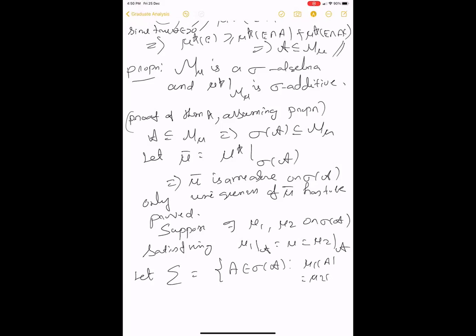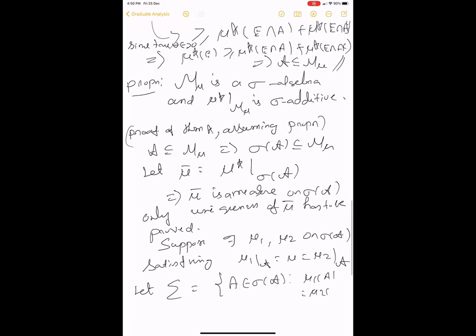Sir, by the way, have you proved the proposition that M of mu is a sigma algebra? I'm saying that once the proposition is proved, the theorem is proved. The theorem is at the top. The theorem says there exists an extension to the sigma algebra generated by A. So that is clear. I will prove the theorem and then come back to the proof of the proposition. Okay.